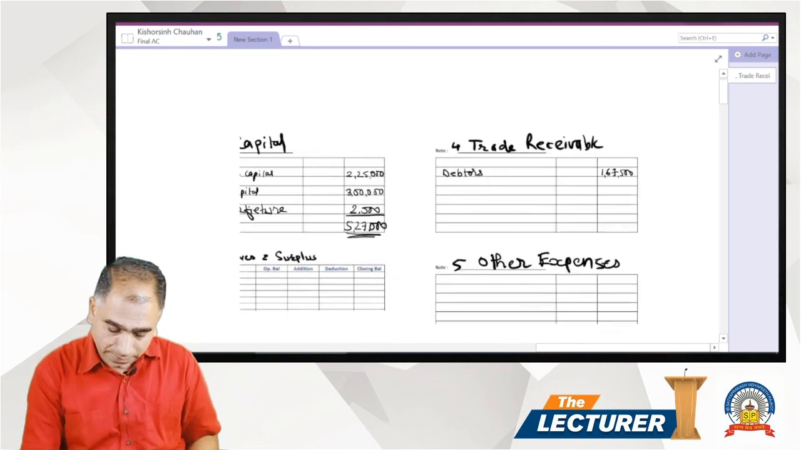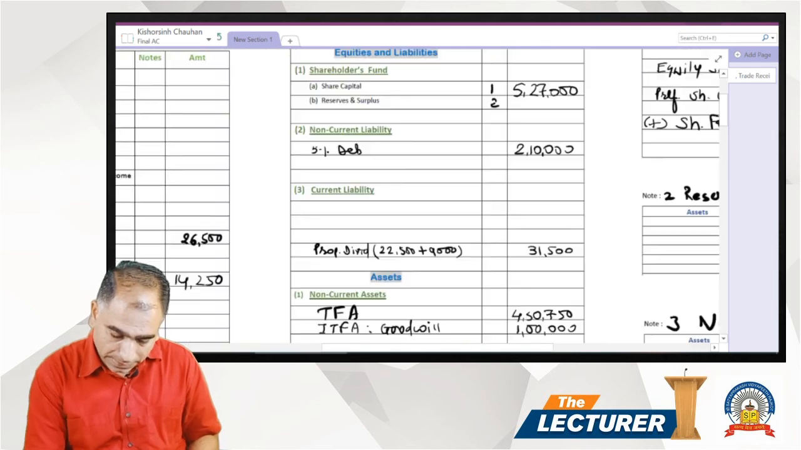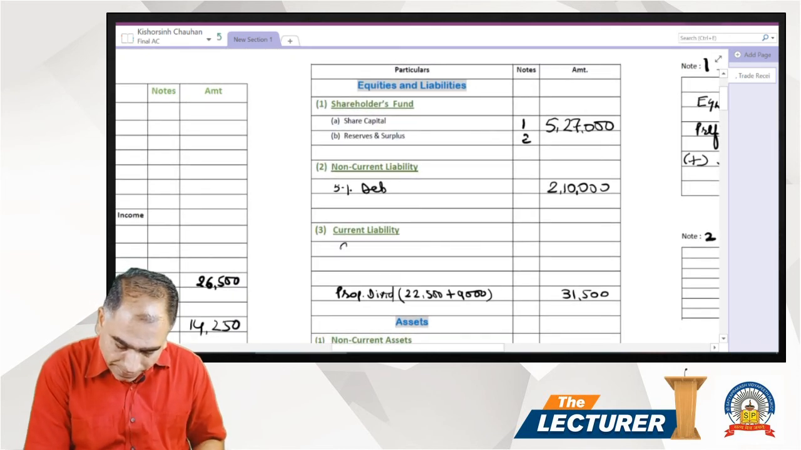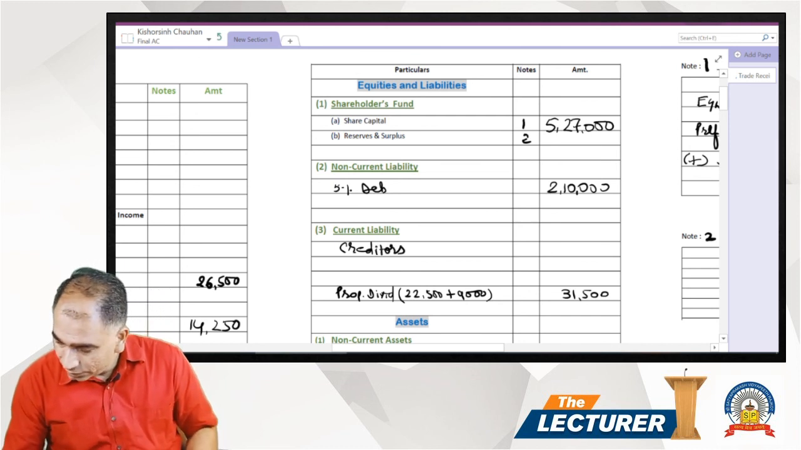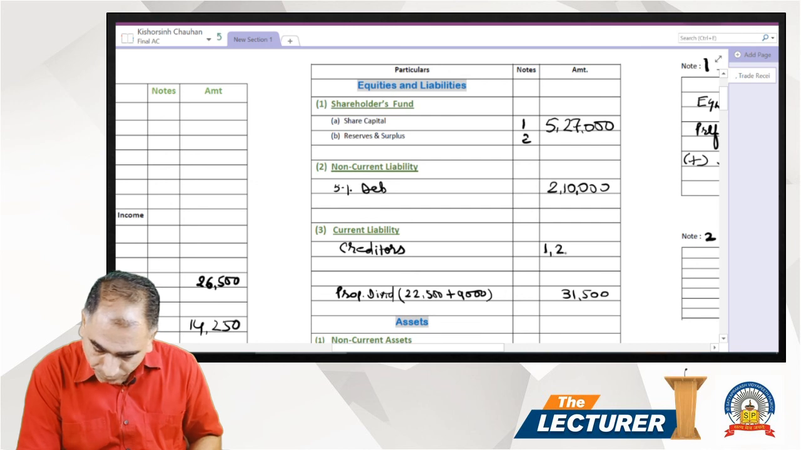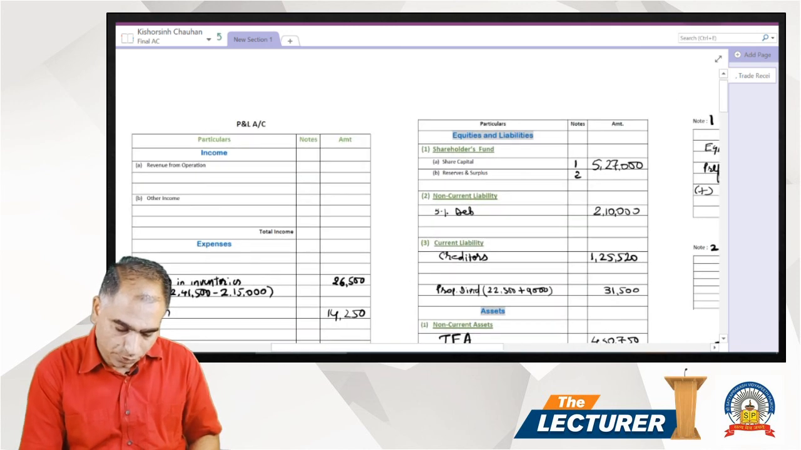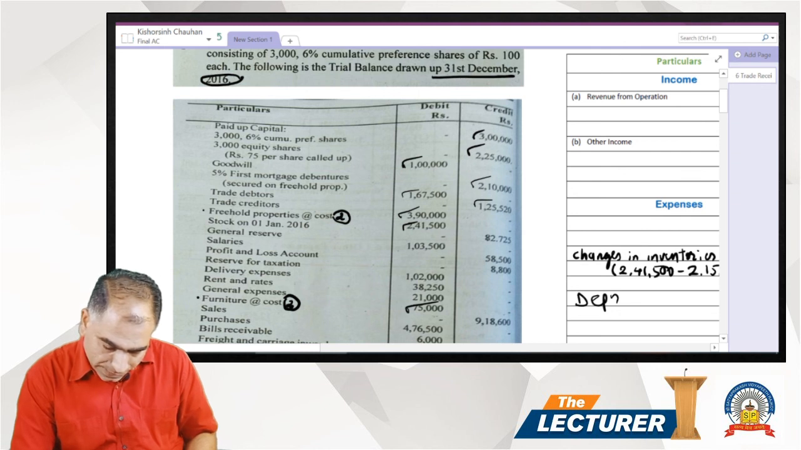And creditors, we have separate current liability. You write creditors over here. Creditors amount is 1,25,520. So debtors and creditors are considered. Next is general reserve.